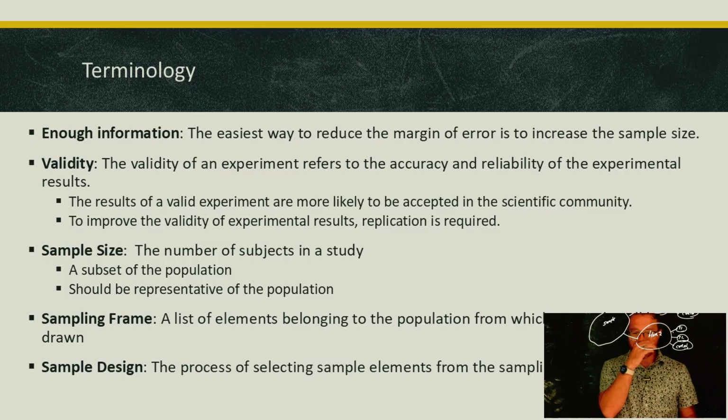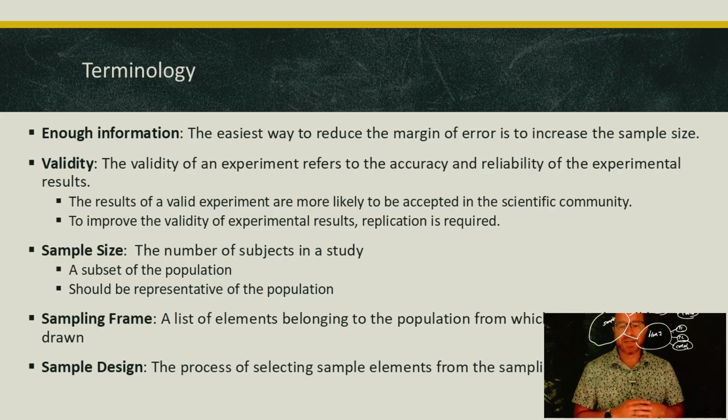Validity. The validity of an experiment refers to the accuracy and reliability of the experimental results. So we talked about this. Just because you get results doesn't necessarily mean that they're very reliable. So the results of a valid experiment are more likely to be accepted by the scientific community. Just because you did a study and you get results, it doesn't mean that it's going to be accepted. But if you did a really good study where you limited bias, you got a big enough sample size, you made sure it was representative, you had your control, these are all things to help people accept the results.